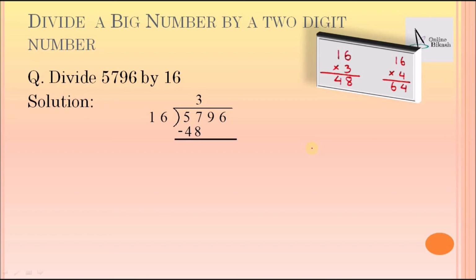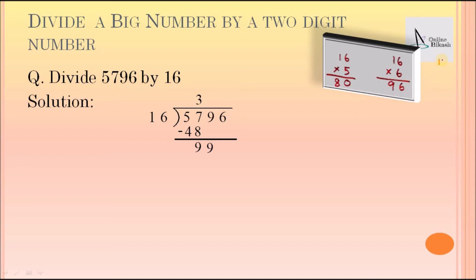Now 16 3s are 48. Now you do the subtraction. Then what do we have? 9. Now what can we do? We can bring down this 9. So what number have we got? You see this one? 99. 16 5s are 80, 16 6s are 96. So 99 will lie between 80 and 96? No, between 80 and 96, 99 will not lie. In fact, 99 will lie in here.